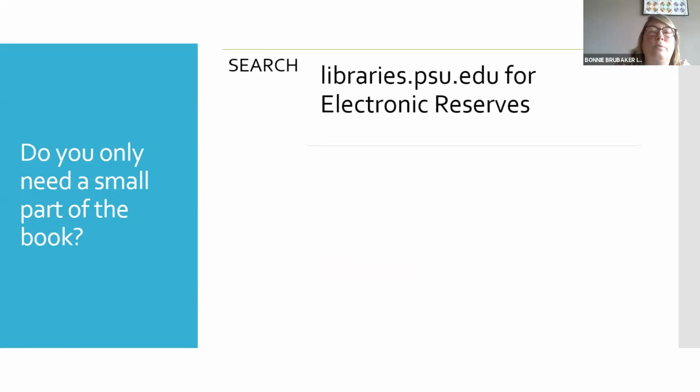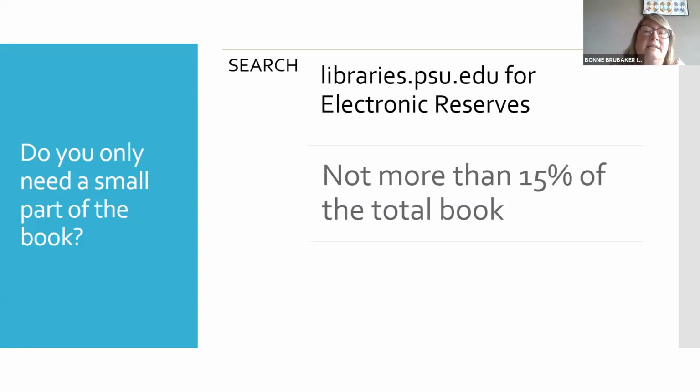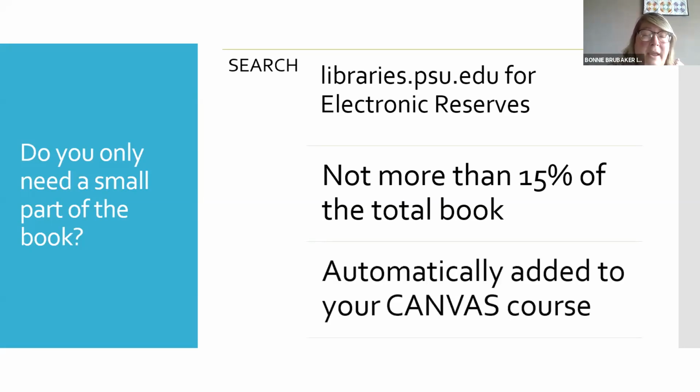So if there is one that you only use a very small amount of, you need to go to libraries.psu.edu and look up electronic reserves. As long as it does not exceed more than 15% of the total book, the libraries can scan that and make it an electronic reserve that will automatically be added to your Canvas course. It'll be under your library resources tab in Canvas. So you can save your students a lot of money that way if there is a book that you only use a very small amount of.